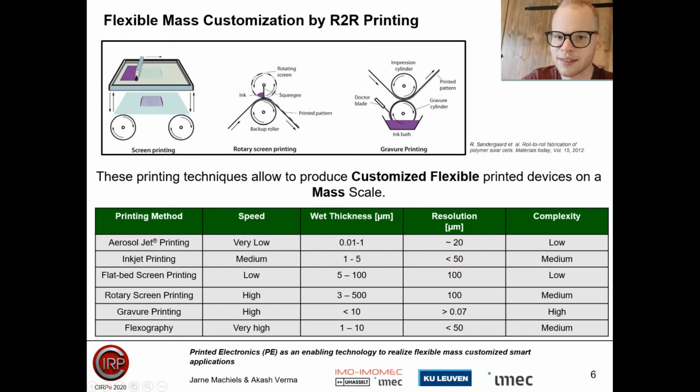The variety of printing techniques allows flexible mass customization for each specific application. As you can see, a lot of conventional printing methods can be used in the field of printed electronics. They all have their own characteristics regarding printing speed, print thickness, resolution, and so on. Depending on a lot of parameters and the application itself, the choice of printing method allows scaling up thanks to the ability of roll-to-roll printing.